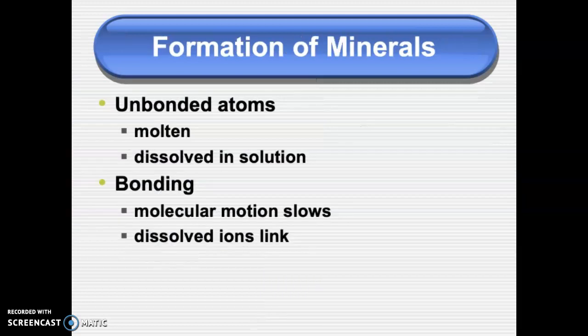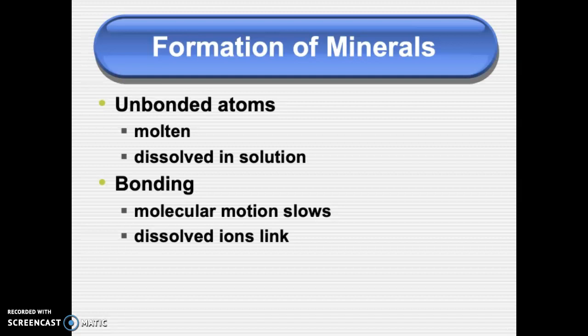So where do these minerals come from? Well, minerals form when you have unbonded atoms. So think of the periodic table of the elements. I could have included a slide of that in here. Everything from hydrogen and helium up to oxygen and silicon, iron, gold, uranium. All of those things are atoms. And under certain conditions, they are not bonded to anything. They're just kind of moving around.